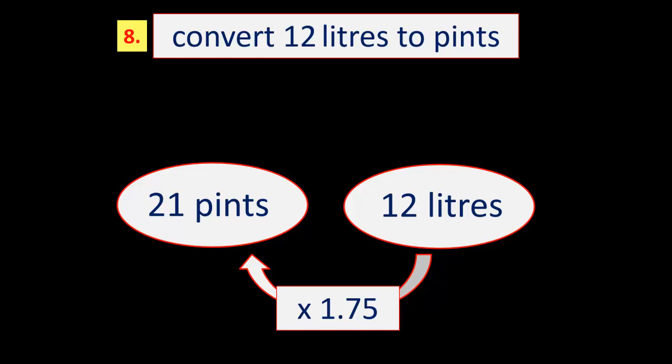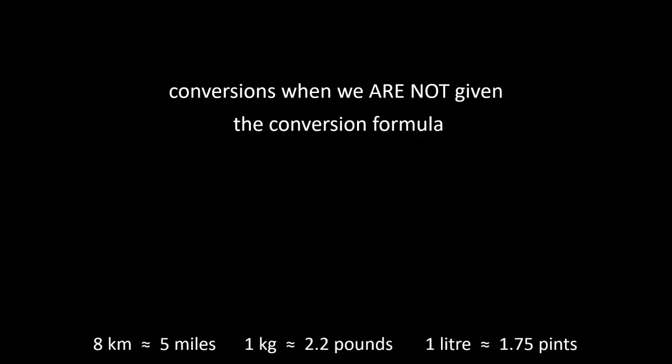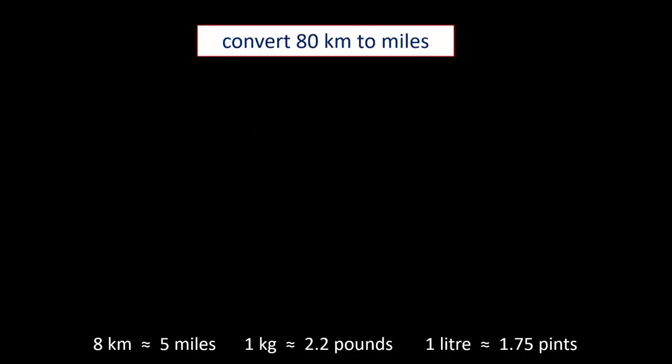Now the next bit is conversions when we are not given the conversion formula. And this is when you need to know those 3 things. There they are at the bottom of the screen. You need to know 8 kilometres, approximately equal to 5 miles. 1 kilogram, approximately 2.2 pounds. 1 litre, approximately 1.75 pints. Let's do some examples together then.